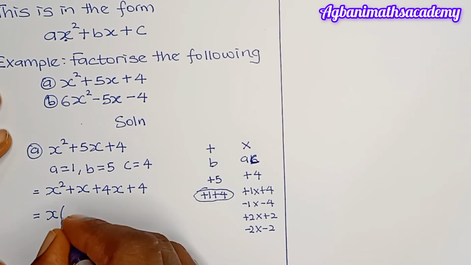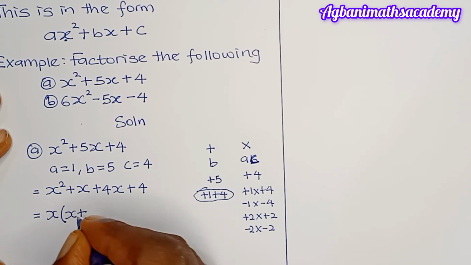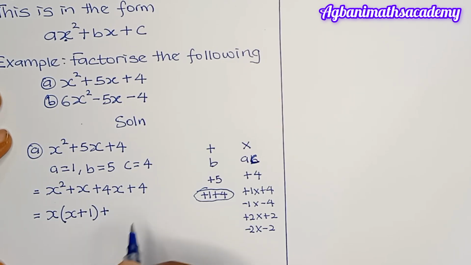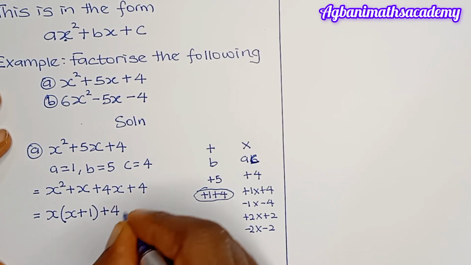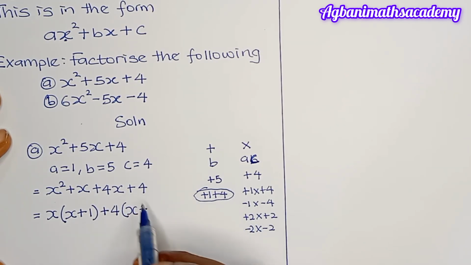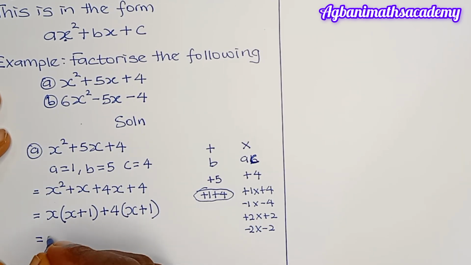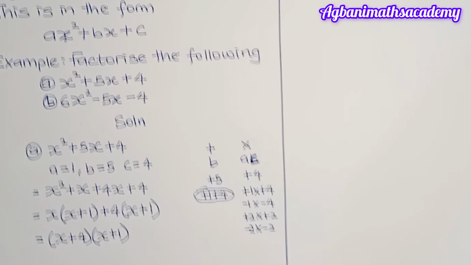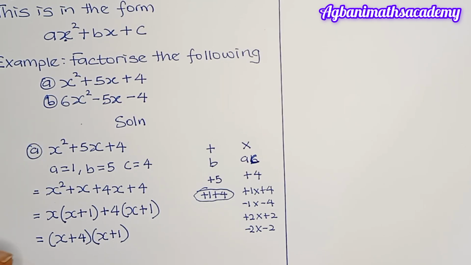X squared divided by x is going to give us x, plus x divided by x is going to give us 1, plus 4x and 4. What is common is 4, so we bring it outside the bracket. 4x divided by 4 is going to give us x, plus 4 divided by 4 is going to give us 1. So bringing the values outside the bracket together, we're going to have x plus 4, parentheses, x plus 1. So we have been able to factorize this quadratic expression to get this.